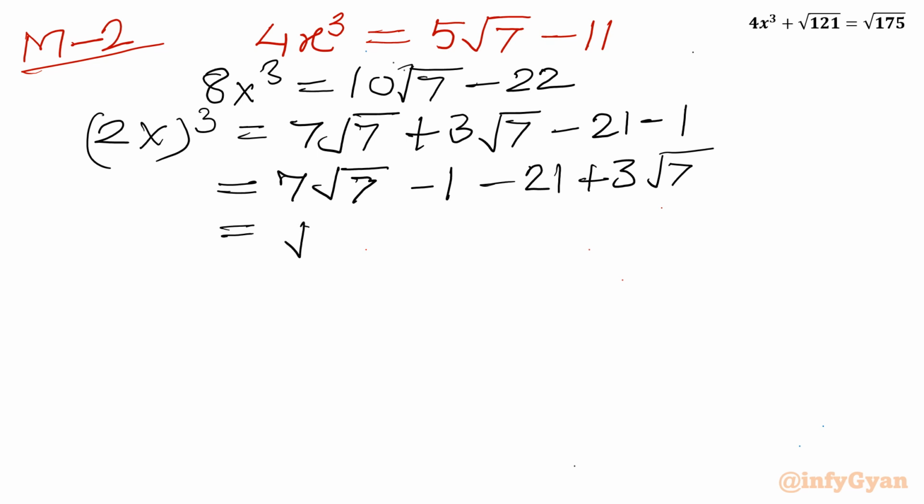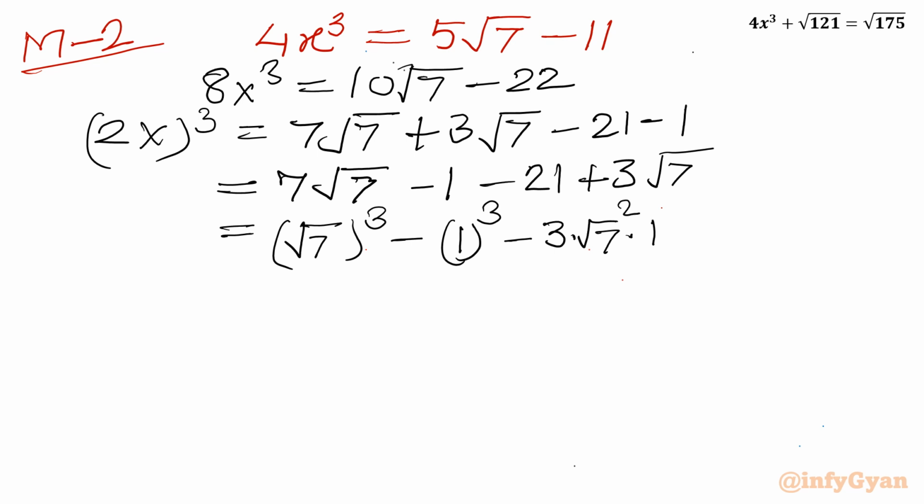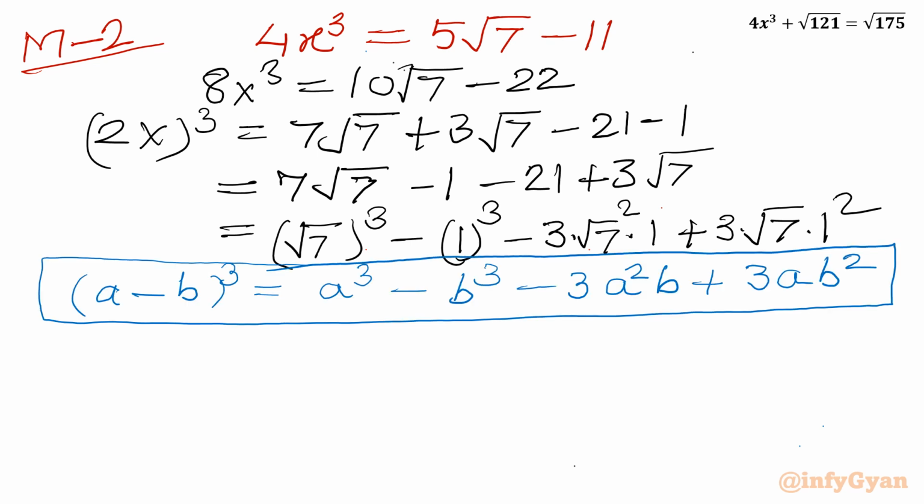7 root 7 is root 7 whole cube, minus 1 is 1 whole cube, a cube minus b cube, minus 3 times root 7 square times 1, 3a square b, plus 3 root 7 b square. So it is a cube minus b cube minus 3a square b plus 3ab square. It is the formula of a minus b whole cube. Here it is. So I can write 2x whole cube is equal to root 7 minus 1 whole cube.